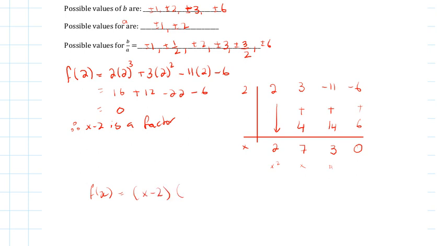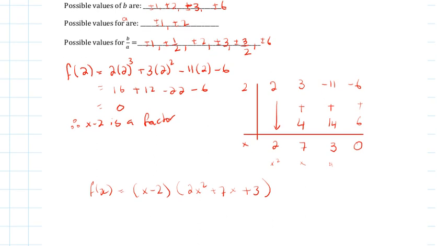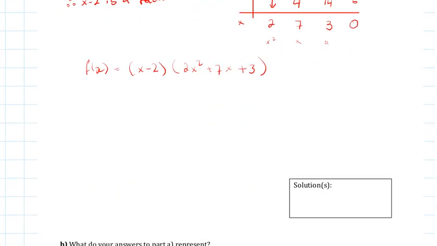Now, I have a quadratic. So for the quadratic, I need to do sum and product, but because it's a decomposition here, because a is not equal to 1, I'm looking for two numbers that multiply to 6 and add to 7. And that's easy, it's 6 and 1. So because a is not equal to 1, I have to do decomposition. So that's going to be 2x squared plus 6x plus 1x plus 3.